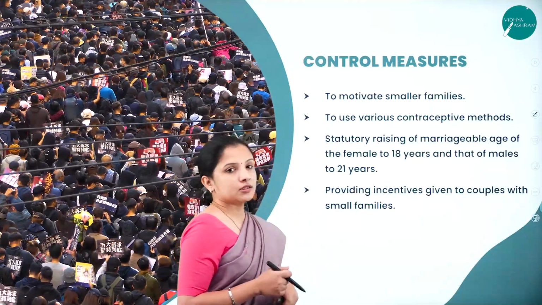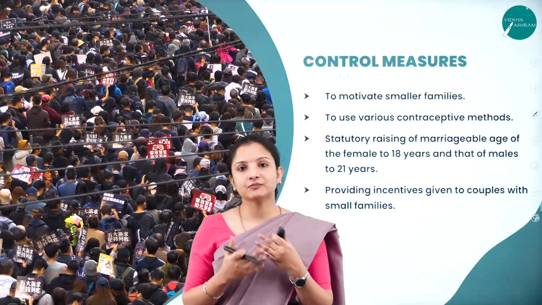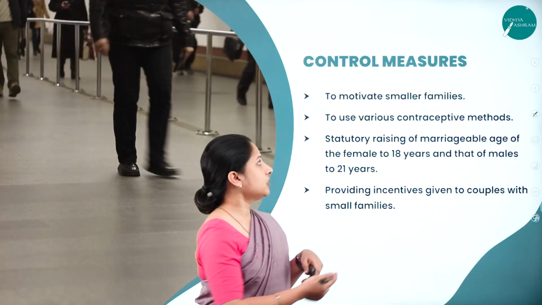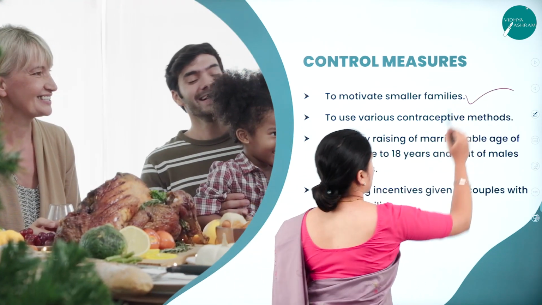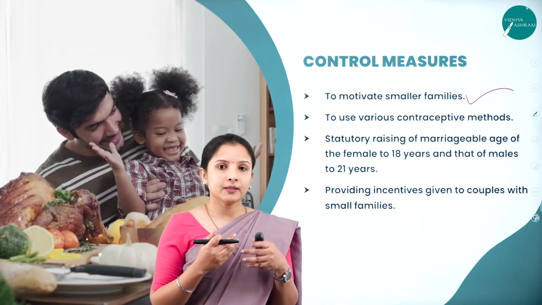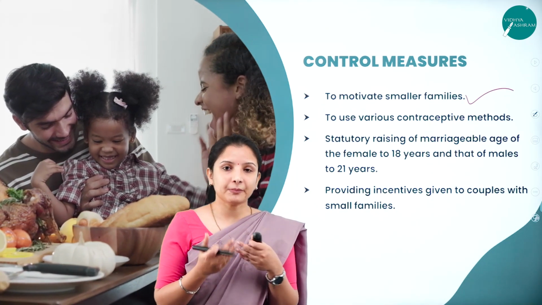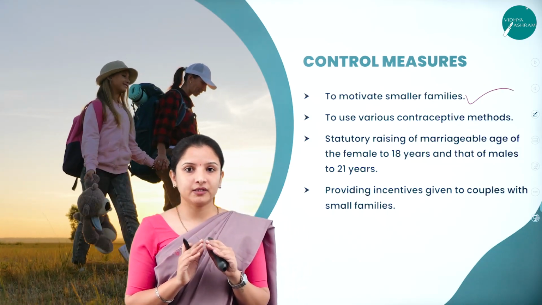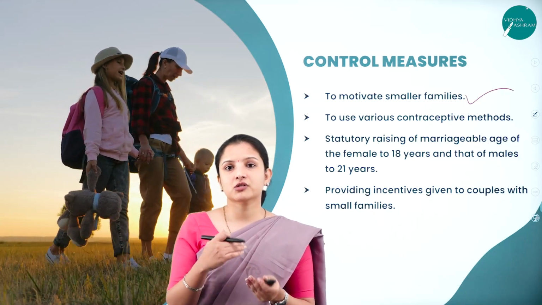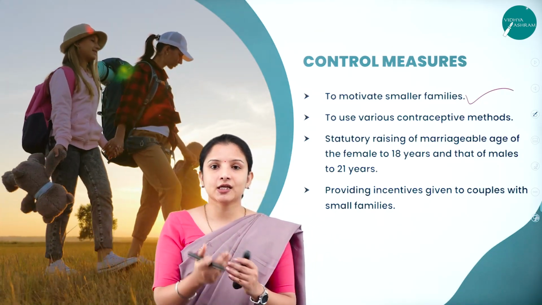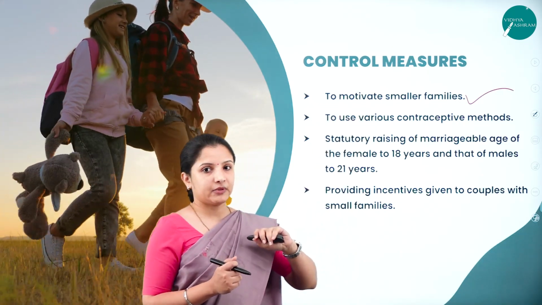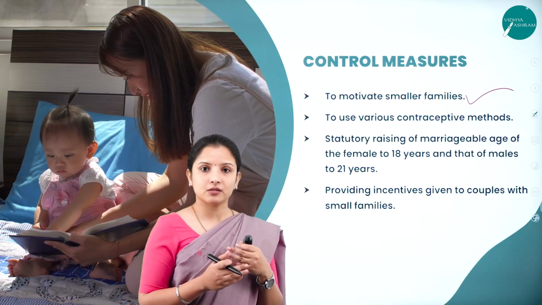So the first one is, the government has set up various plans and strategies in order to motivate or educate the people to have smaller families. I have told you, they provide incentives to the people, saying that if you have a small family, I'll give you a certain reward, maybe in the form of money, maybe in the form of education to the child, maybe in the form of a hospital facility, or maybe insurance to the child. So to motivate smaller families is one of the control measures taken by the government.